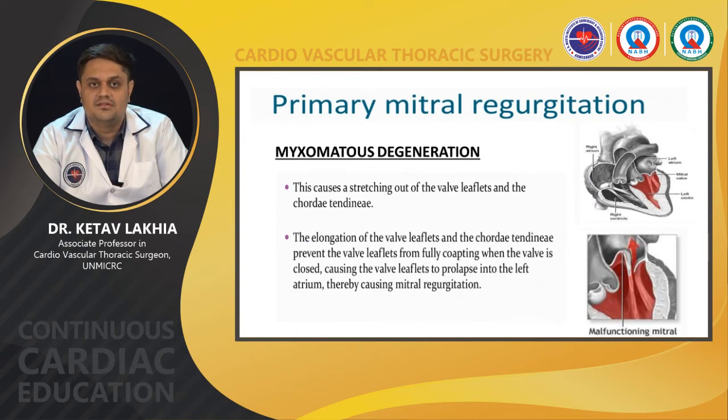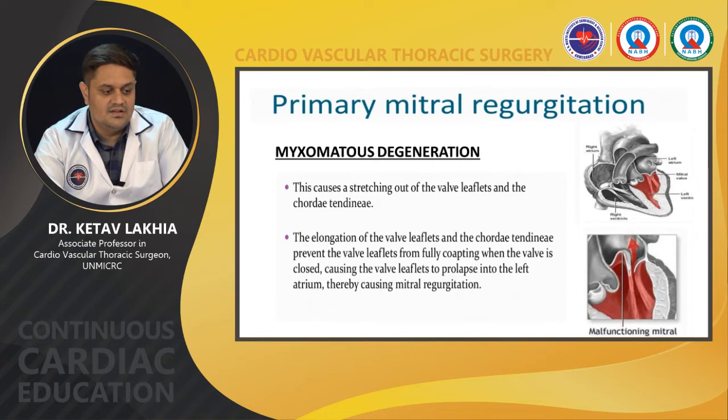Myxomatous degeneration. So, as you can see, myxomatous degeneration causes the stretching out of the valve leaflets and the chordae tendineae. So, this leads to elongation of the valve leaflets and the chordae tendineae. So, this prevents the leaflets from fully coapting when the valve is closed. So, this causes a prolapse of the valve leaflets into the left atrium and thereby ultimately causes mitral regurgitation.